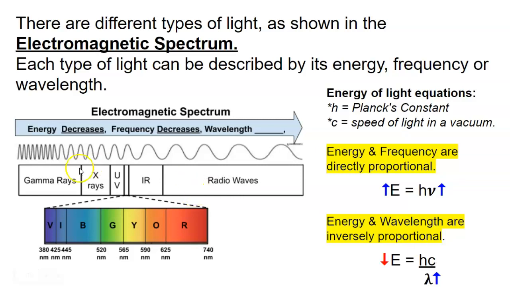So when we're looking at this electromagnetic spectrum, and as we go across, we notice that the wavelength is increasing because the distance between the waves is getting longer. But we can also tell that because the energy and frequency are decreasing. And so if energy and frequency decrease, the wavelength must increase, since they are inversely proportional.